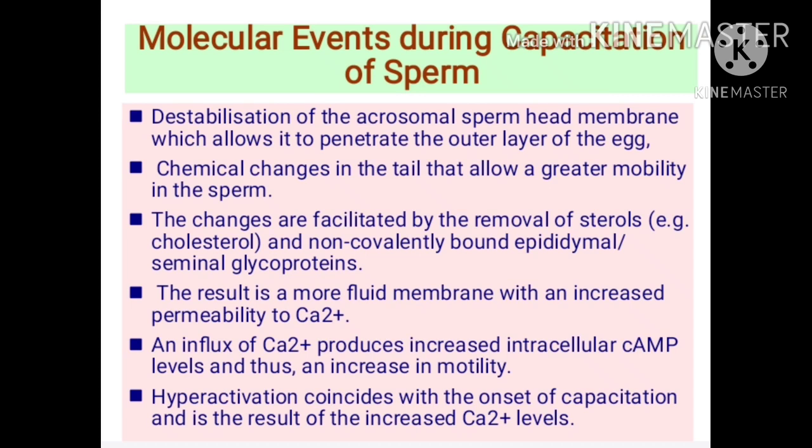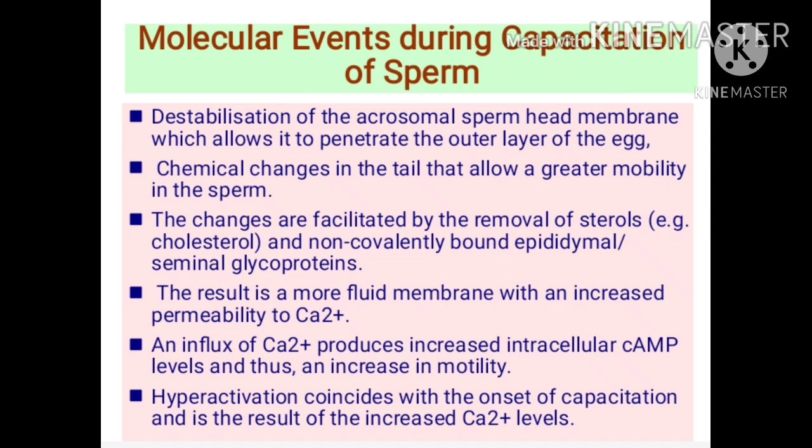The secondary messenger, namely cyclic AMP. You know that cyclic AMP is a secondary messenger, which will ultimately result in the hyperactivation of sperm. So in general, we can say that during capacitation of sperm, increased sperm metabolism and motility can be seen. Increase in cyclic AMP production can be seen, and decrease in the cholesterol level.